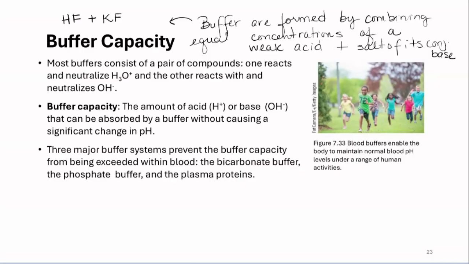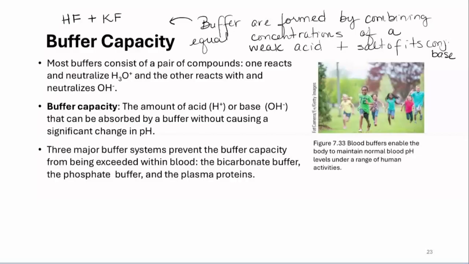Okay. Buffers have what we call the buffer capacity. And the buffer capacity is going to be a specific amount of acid or base that can be absorbed by the buffer without causing significant changes in pH. Okay? Three major buffer systems prevent the buffer capacity from exceeding, specifically what happens in the human body.